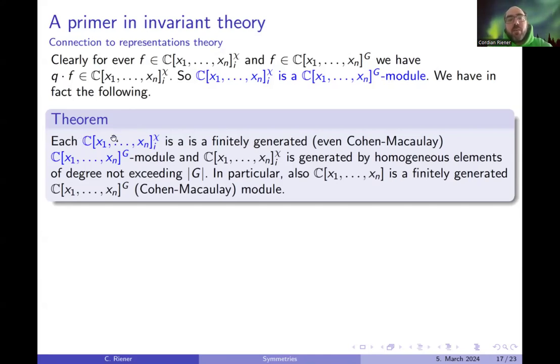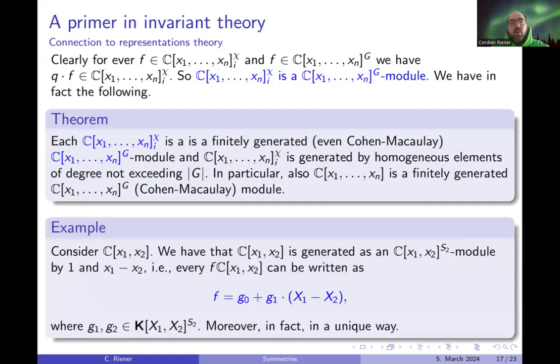So again, this is an infinite vector space over C, but suddenly when I look at it as a module over the invariant ring, it becomes finitely generated. And again, we also have bounds on the degrees, and in particular also the polynomial ring itself is a finitely generated module over the invariant ring. So let me just give you one example for that, which we will discuss a little bit more tomorrow.